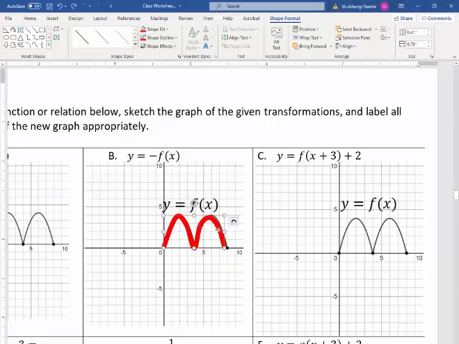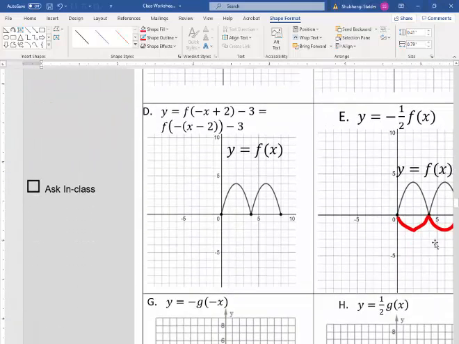Okay, what happened here? What'd you do here? Moved it to the left 3 and then up 2. Okay, 1, 2, 3, up 2. Everybody okay with that? These are good exam questions because it tests whether you really understand the concept. Any questions here? All right. Okay, next group.